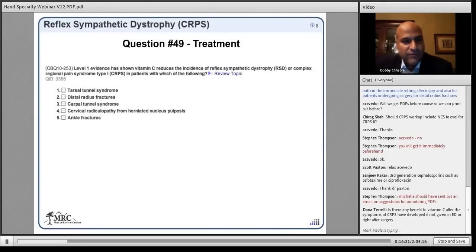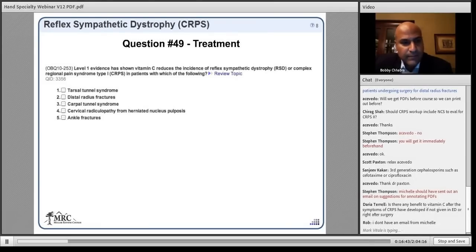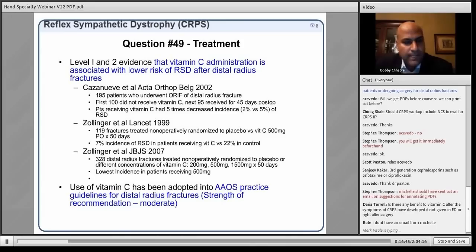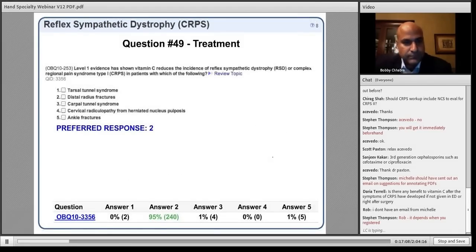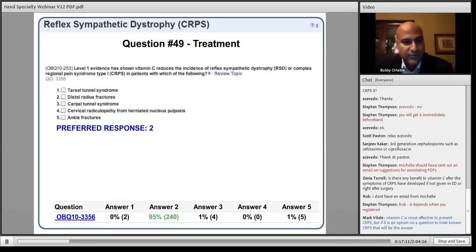Level 1 evidence has shown vitamin C reduces the incidence of reflex sympathetic dystrophy or complex regional pain syndrome in patients with which of the following? We went over this question in a previous slide. There's significant evidence that vitamin C administration lowers the risk of complex regional pain syndrome after distal radius fractures, and the Academy guidelines for distal radius fractures actually recommend the use of vitamin C, particularly in the geriatric population. The strength of the studies has been considered moderate. So for this question, the answer is distal radius fractures.